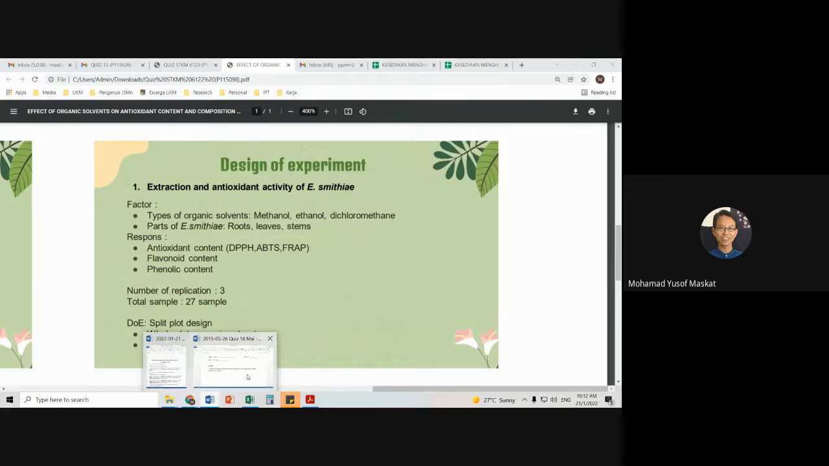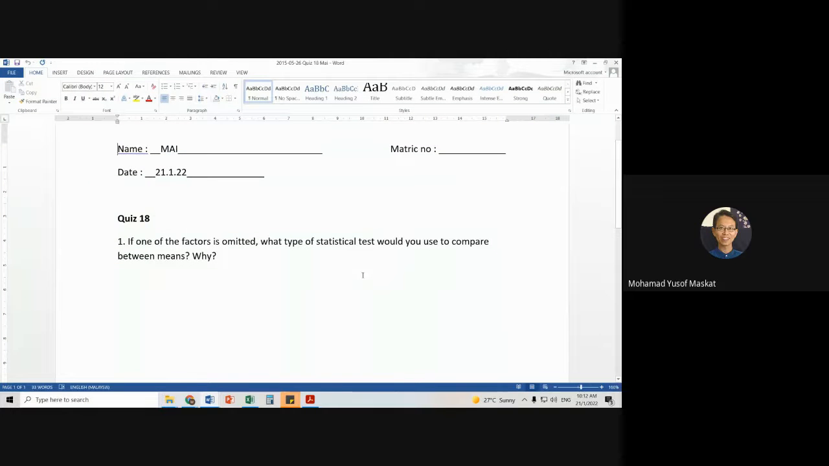So the answer should be, what type of statistical test? ANOVA followed by an MMCT. Why? Because you are comparing between more than 2 sets of data. Okay, any questions?